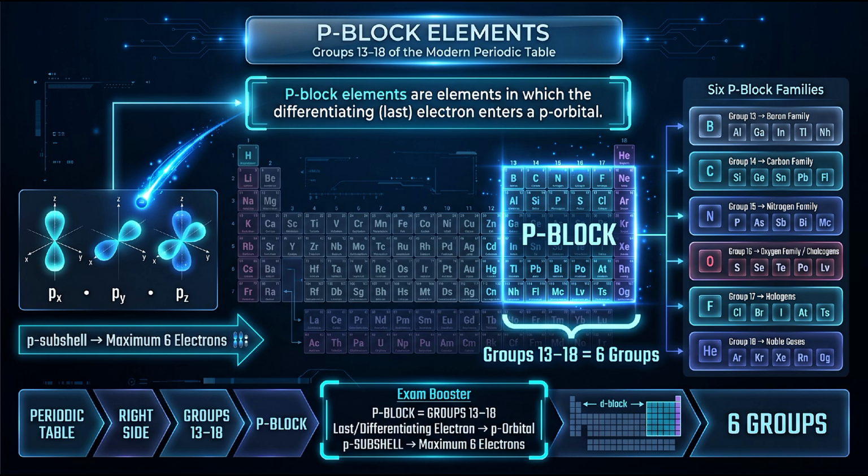Therefore, when looking at a modern periodic table, the p-block can immediately be recognized as the large 6-column region on the right side. Across a p-block period, the number of p electrons gradually increases from 1 to 6. For example, in period 2, boron has the valence configuration 2s2, 2p1. Carbon has 2s2, 2p2. Nitrogen has 2s2, 2p3. Oxygen has 2s2, 2p4. Fluorine has 2s2, 2p5, and neon has 2s2, 2p6.